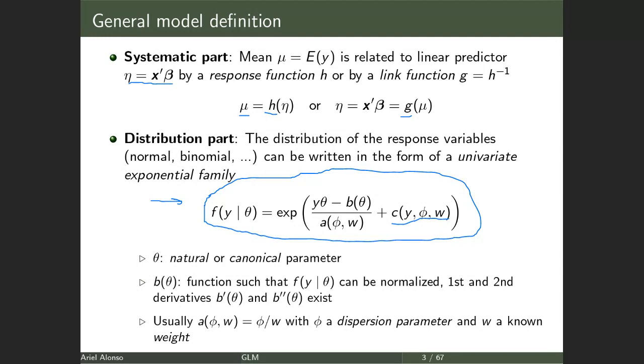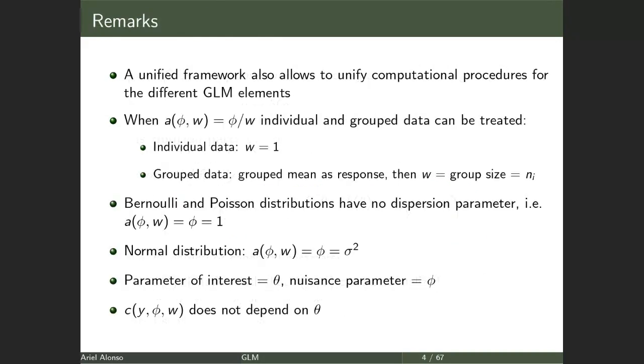What we are going to do now is dive a little bit into this model and discover some properties of the model. We are also going to see some examples of the model. As I said, it's a unified framework that allows us to create a unified computational procedure to fit this family. And once you have a procedure to fit any model in the family, you can use the same procedure for linear regression, Poisson regression, and logistic regression. So it's a very useful generalization.